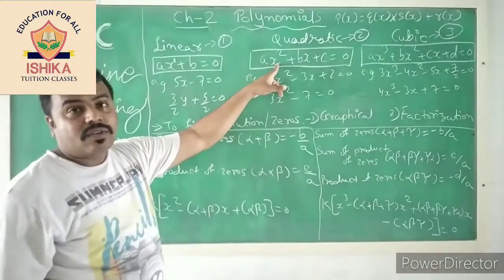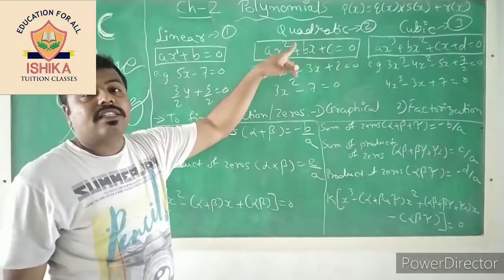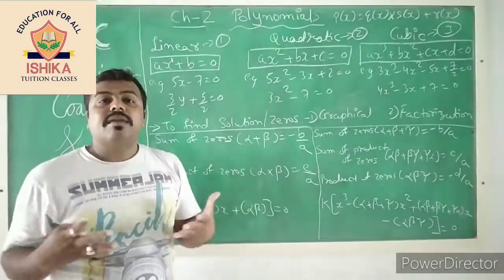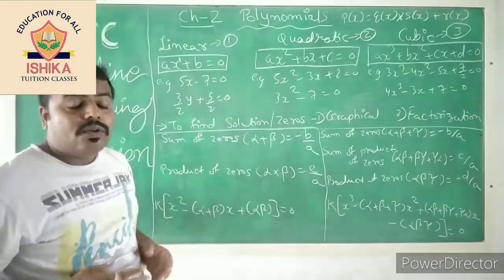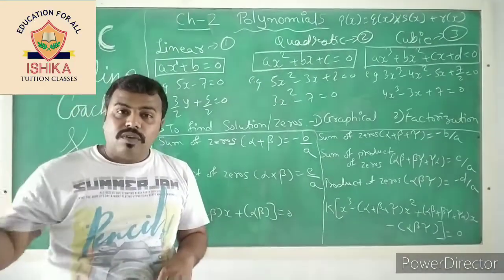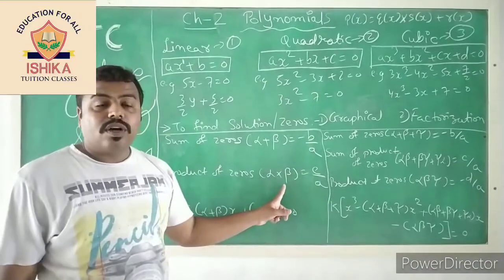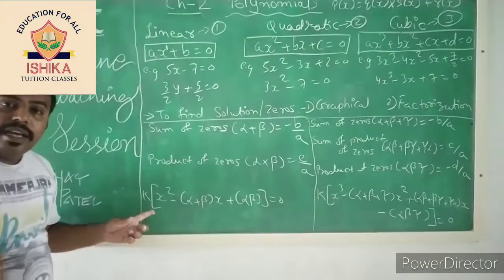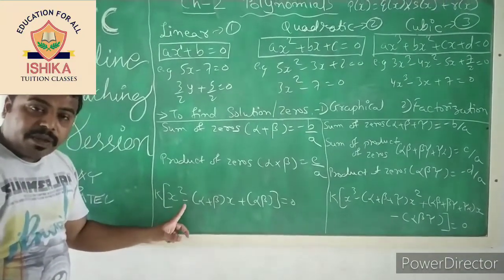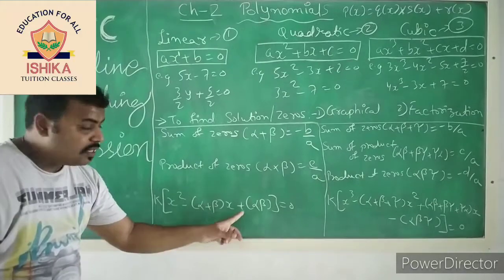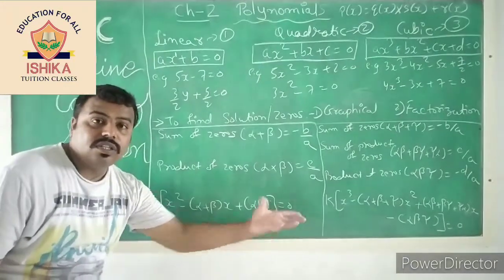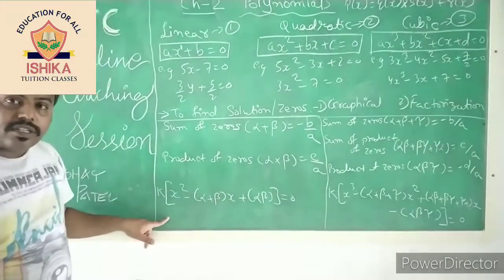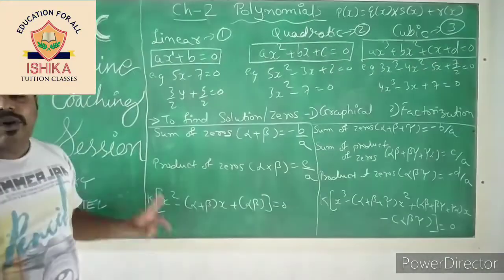The coefficient of x square will be a, the coefficient of x will be b, and the constant term will be c. Now, in many examples you will be told to find the quadratic equation when the sum of the zeros and product of the zeros are given. Then you have to simply remember this formula: k into bracket x square minus sum of the zeros into x plus product of the zeros equal to 0. Simply substitute the sum of the zeros and product of the zeros into this equation, and you will get the quadratic polynomial.